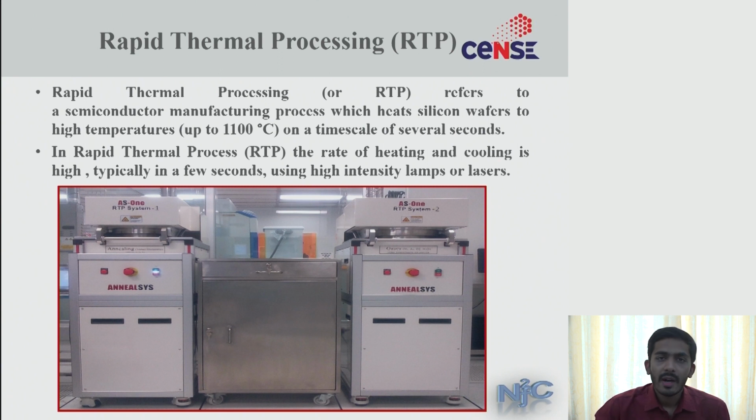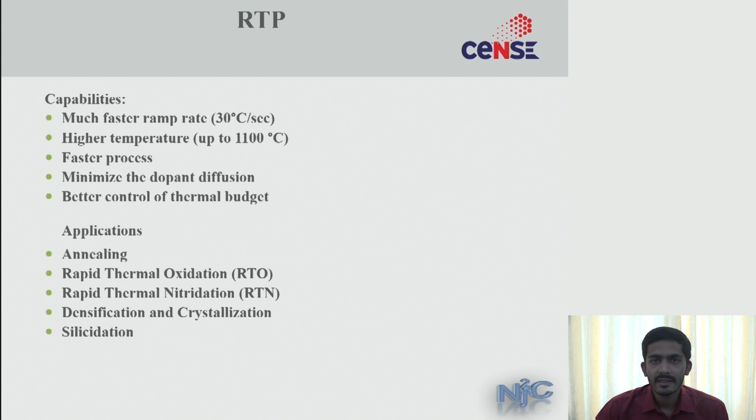So next, coming to RTP. RTP stands for rapid thermal processing, wherein you are reaching a very high temperature in a very short duration of time. This is performed by making use of lamps or lasers as a heating source. In this slide you can look at the various RTP systems that are available at NFC. We have system 1, which is a level 4 tool meant only for annealing. We have system 2, which is a level 1 tool and it is meant only to perform oxidations.